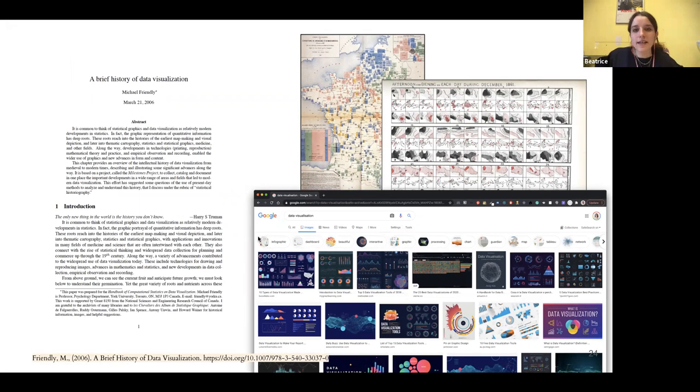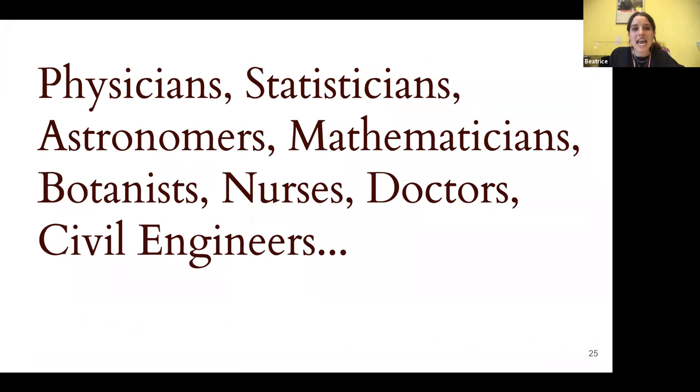Of course, I could talk here about the history of visualization, and how from Joseph Minard we arrived at data visualization as we can look for it in Google Images. But this is not my intention right now. What I want to say is that the role designers of data visualization had in history is various, but they came from different disciplines. They were physicians, statisticians, astronomers, mathematicians, botanists, nurses, doctors, civil engineers. And now, if we make a comparison with the current situation, we have computer scientists or mechanical engineers or whatever. Everybody does visualization. This is what I want to say.